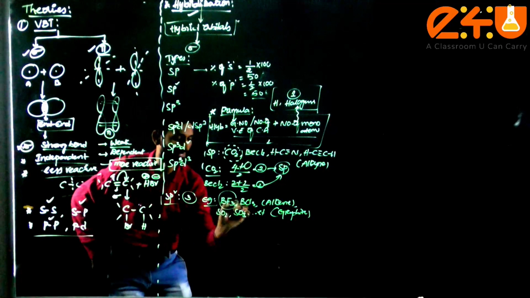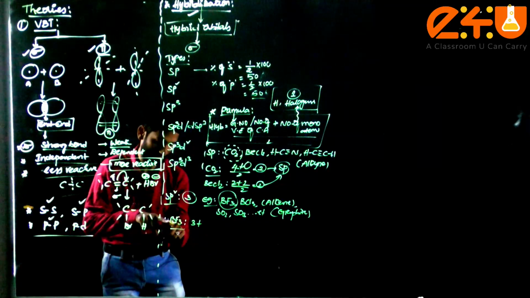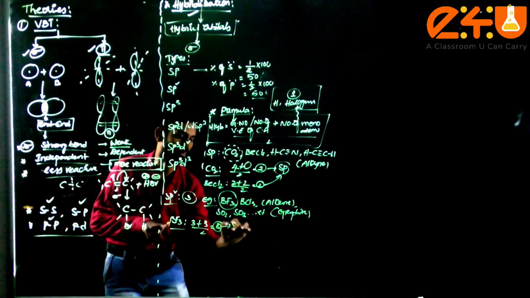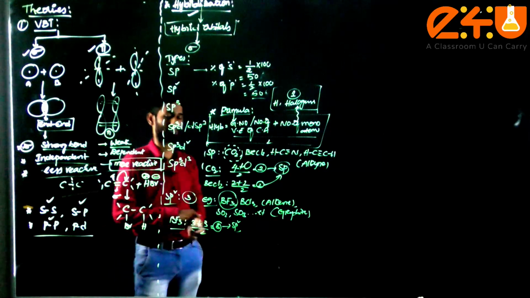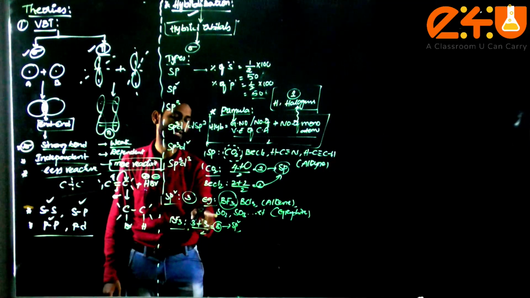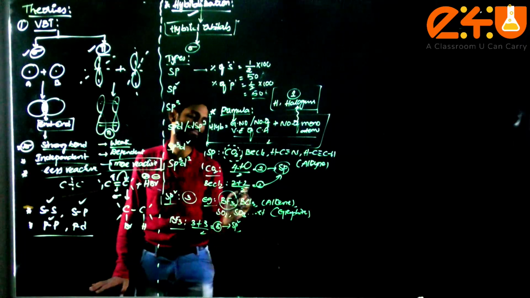Now let me take BF3 and check whether it comes under sp2 or not. Check it here: 3 valence electrons plus number of monoatoms 3, divided by 2, that is equal to 3, that means sp2 hybridization. Now you can apply this for the remaining compounds also. Here also check: 6 valence electrons plus 0, 6 by 2, 3. Here also 6 plus 0 by 2, that is equal to 3.